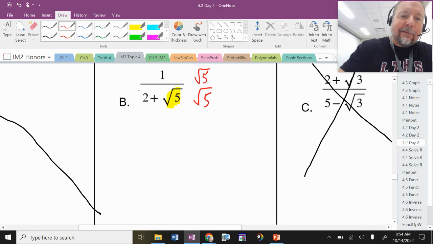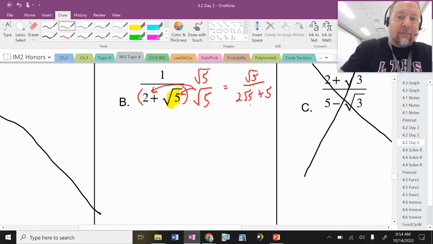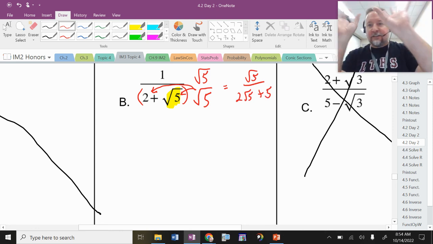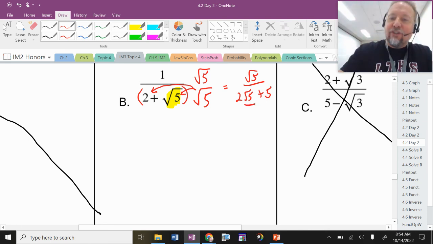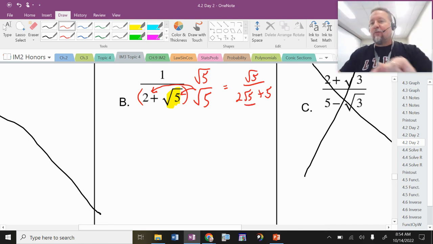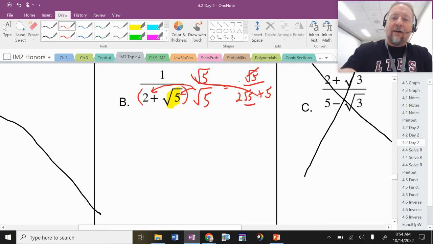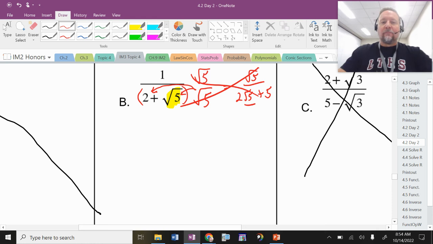The problem with that is, everybody, all you did was shift where the issue is. Because now you've got a root there. So that would equal root 5 over 2 root 5 plus 5. And then don't tell me the root 5's cancel. That's a 6 over 5 equals 2 error. Stop doing that. All you've done is shift where the radical is. You still have a radical in the denominator. You're gone. That is not what you're supposed to do.